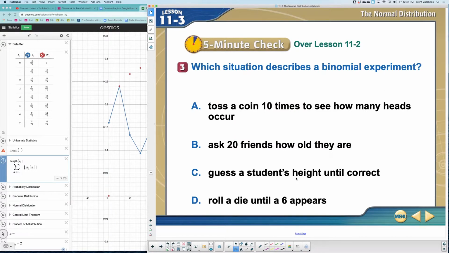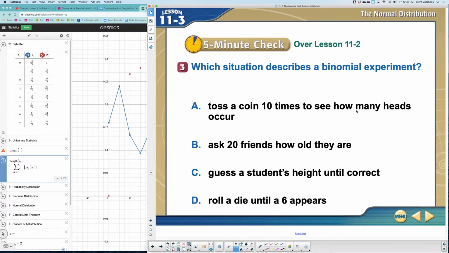And let's take a look at now number 3. It says, which situation describes a binomial experiment? Now, in binomial, just remember that means there's 2 outcomes. No matter what, there's only 2 outcomes, and you perform an experiment a whole number of times. So let's see, I toss a coin 10 times, so that's a whole number, to see how many heads occur.